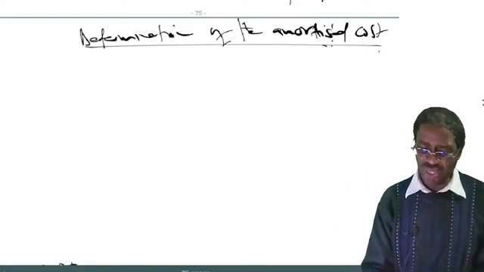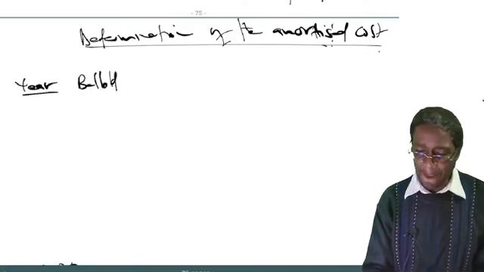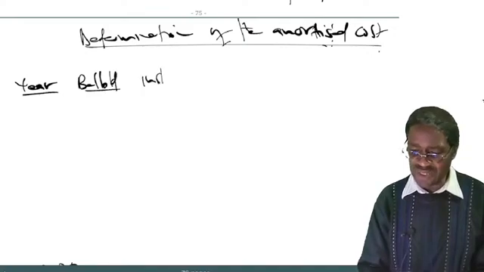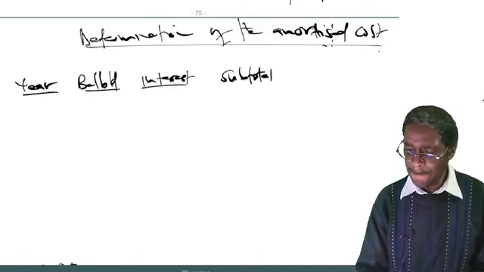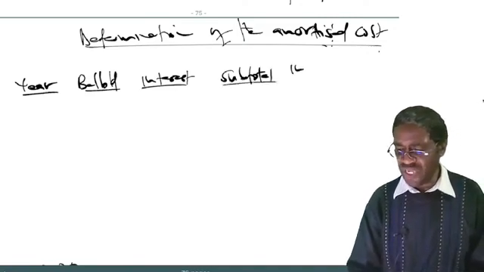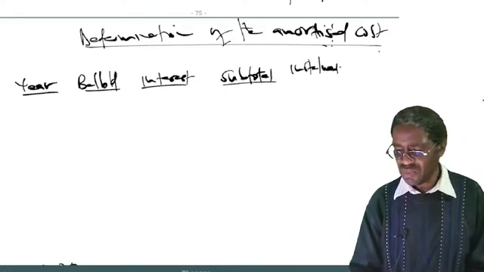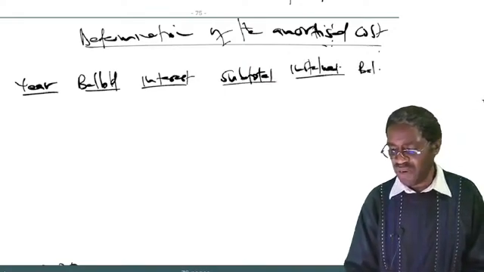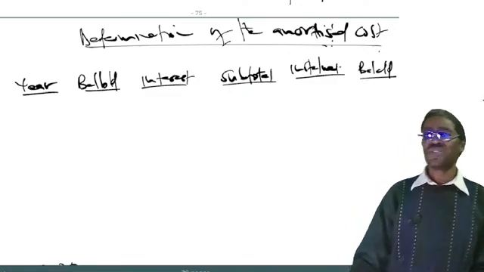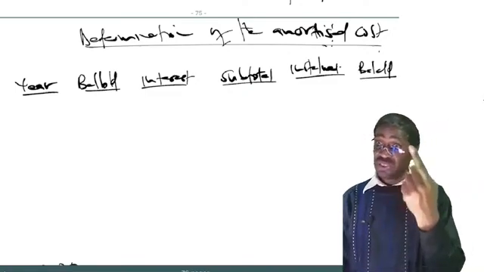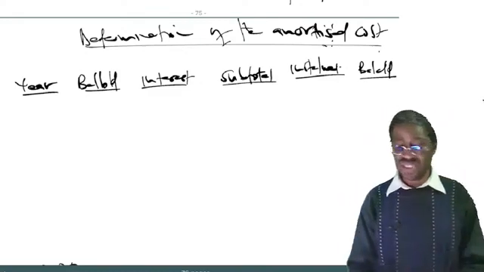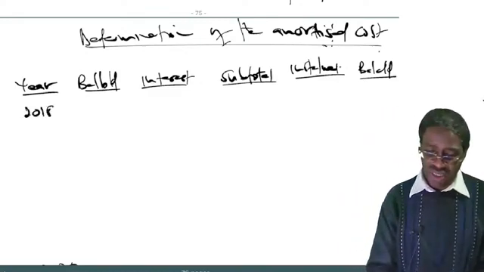Have a column for the year, a column for the balance brought down, a column for interest, a column for the subtotal, a column for the installment, then a column for the balance carried down. The question says we do the balance sheet for 2 years, that is 2018, 2019. But I'll need data for 3 years. I'll explain it.